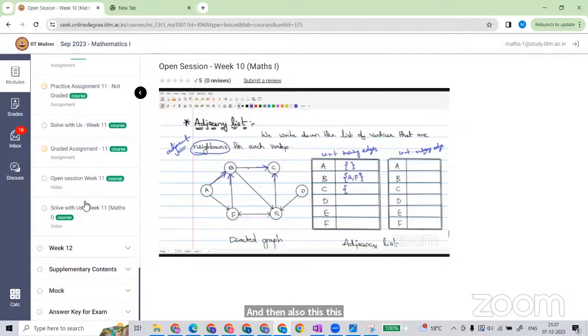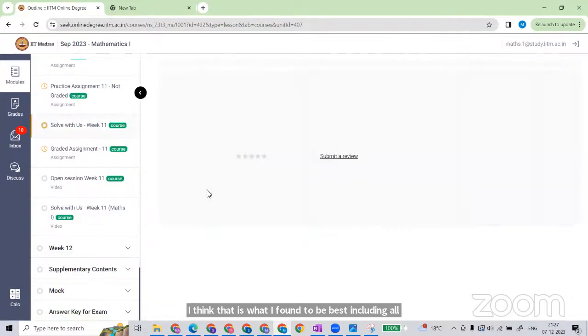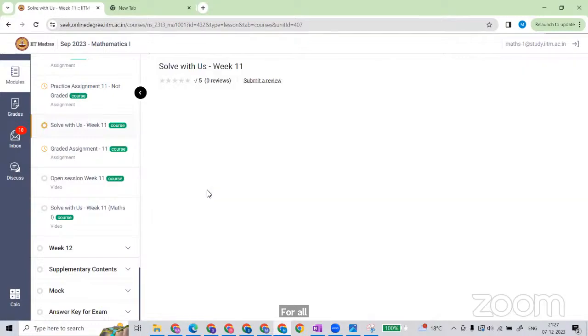I think that is what I found to be best, including all the chapters and all the lectures, for all weeks. Okay. The last two sessions I took, I may continue with.